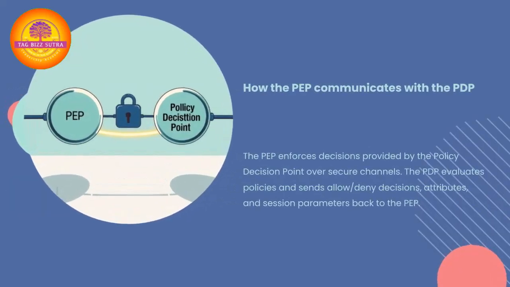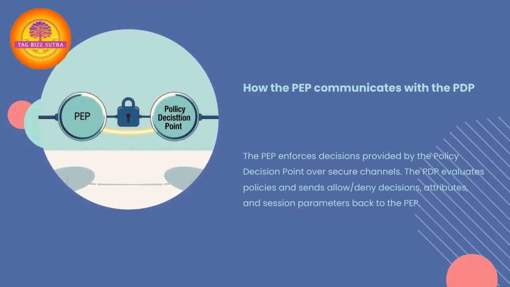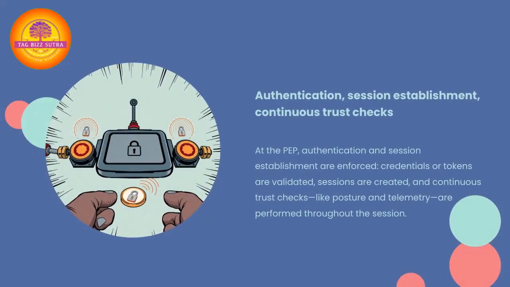The PEP enforces decisions provided by the policy decision point over secure channels. The PDP evaluates policies and sends allow/deny decisions, attributes, and session parameters back to the PEP. At the PEP, authentication and session establishment are enforced. Credentials or tokens are validated, sessions are created, and continuous trust checks, like posture and telemetry, are performed throughout the session.